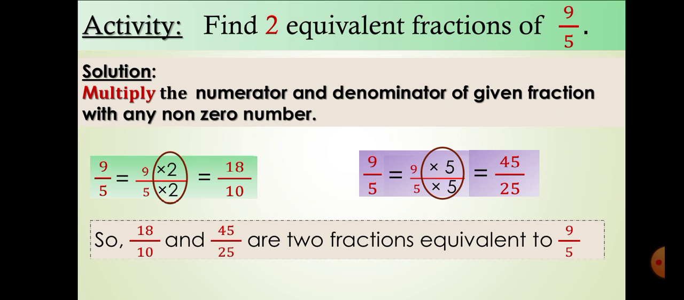So here I have 9 over 5, and the easiest thing I can do is multiply this by 2. So 9 multiplied by 2 equals 18, and 5 multiplied by 2 equals 10. 18 over 10. Now let's leave 3 and 4 and come to 5, because 5 is also easy. So 9 multiplied by 5 equals 45, and 5 multiplied by 5 equals 25. So that means 18 over 10 and 45 over 25 are two equivalent fractions of 9 over 5.